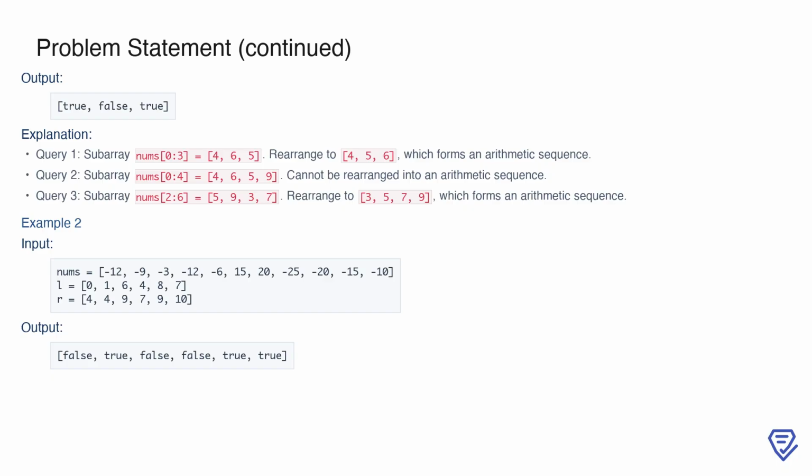For the second query, the subarray nums[0:4] is 4, 6, 5, 9. Even after rearranging, it is not possible to form an arithmetic sequence, so the result is false. Finally, for the third query, the subarray nums[2:6] is 5, 9, 3, 7. Rearranging this to 3, 5, 7, 9 forms an arithmetic sequence with a common difference of 2. So, the result is true. The output for this example is true, false, true.